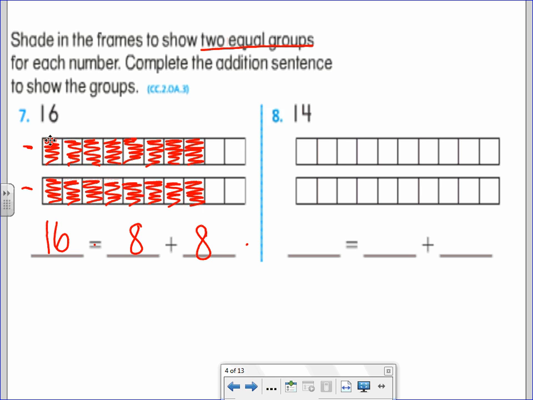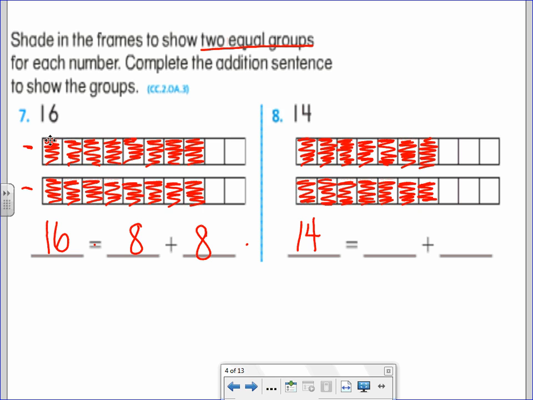Let's do the same with 14. So I'm going to count. 1 for you, 1 for you. That's 2. 1 for you, 1 for me. That's 4. 1 for you, 1 for me. That's 6. Okay, I'm going to keep counting. 7, 8, 9, 10, 11, 12, 13, 14. Okay, I know I can fill in 14 here. 14 equals blank plus blank. These are 2 equal groups.